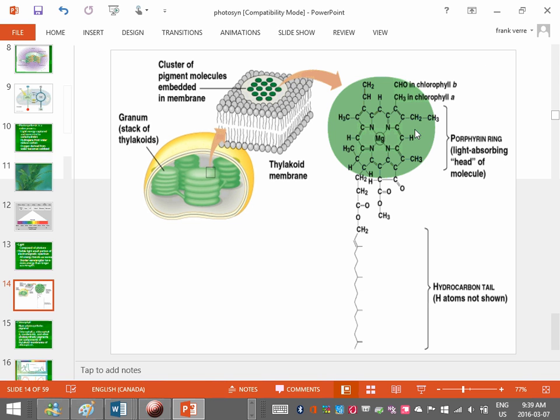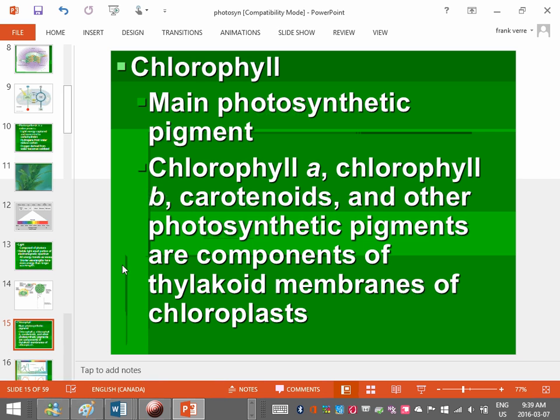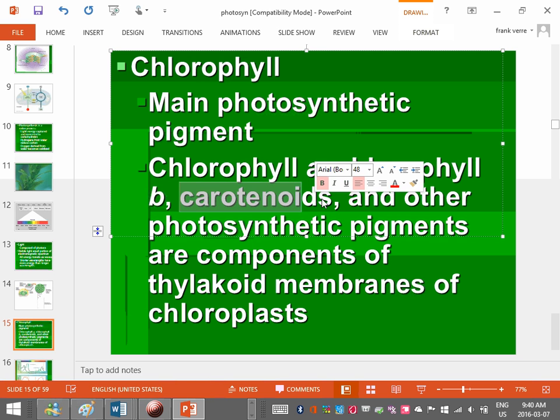There are other things that are going to capture sunlight. So here's the structure of chlorophyll. It's got this ring, in the center is magnesium, and then it's got this hydrocarbon tail. So we are going to focus on the chlorophylls in photosynthesis, but they're not the only pigments. Here's another one that you probably recognize from your lab.